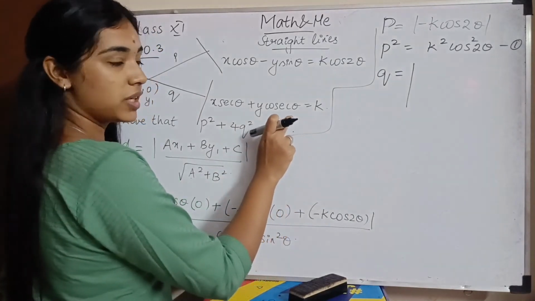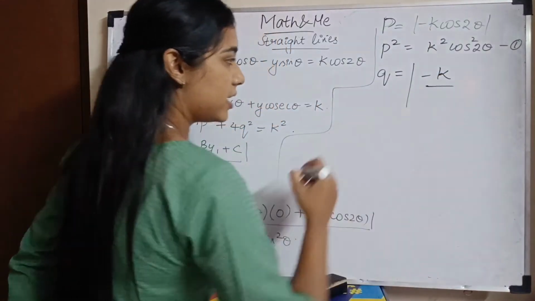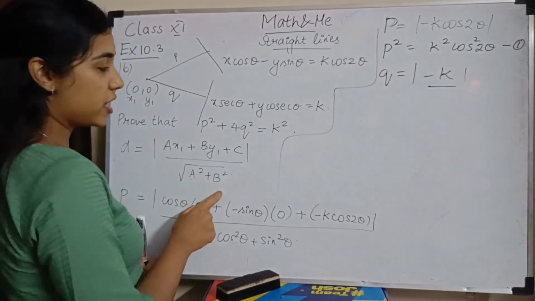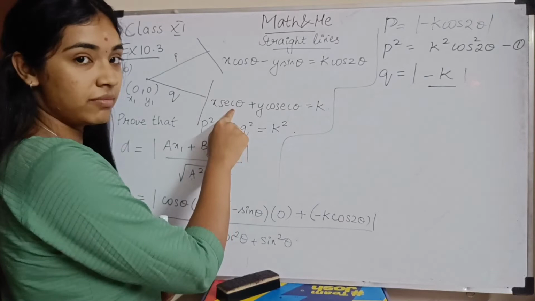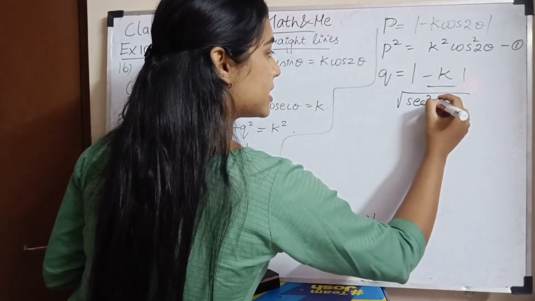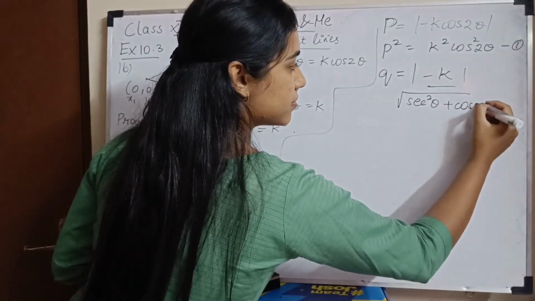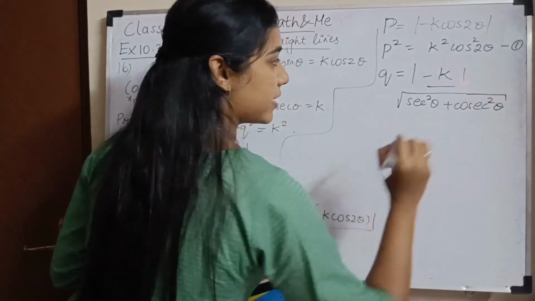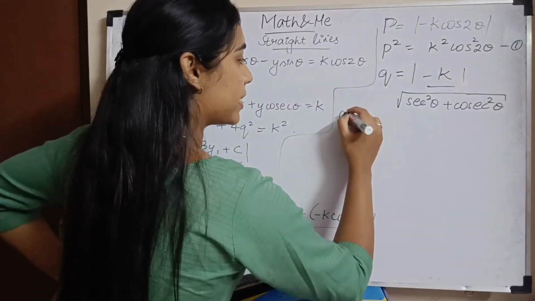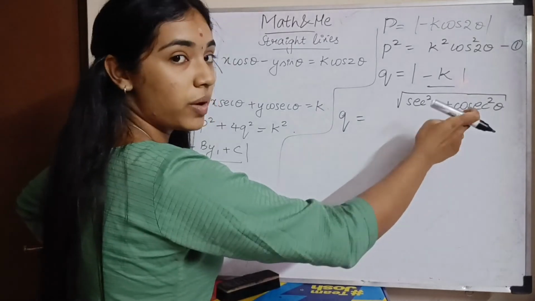This k has to come to the left of the equal to symbol. So it is minus k. So you have minus k divided by, this is my c. What is my denominator? Root of a square plus b square. So in this particular equation, what is my a? Secant theta. So now your square root becomes secant square theta plus b square, which is cosecant square theta, right? So when you have secant square theta plus cosecant square theta, what does it become?